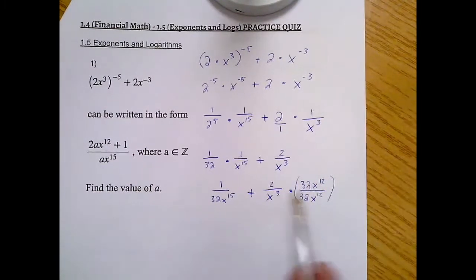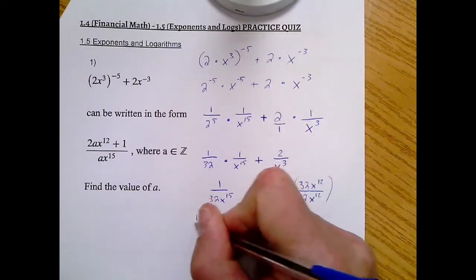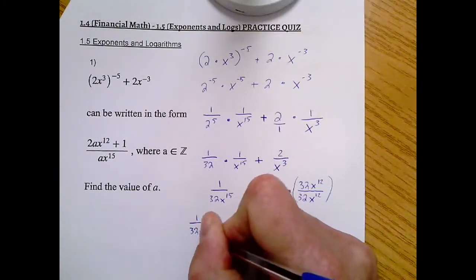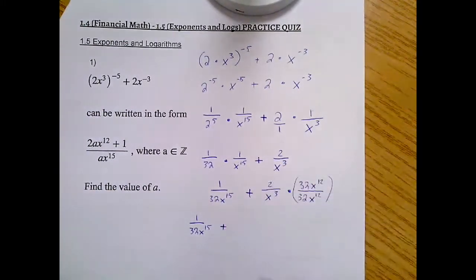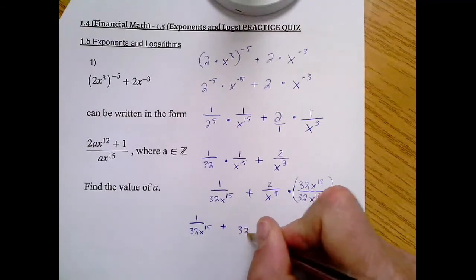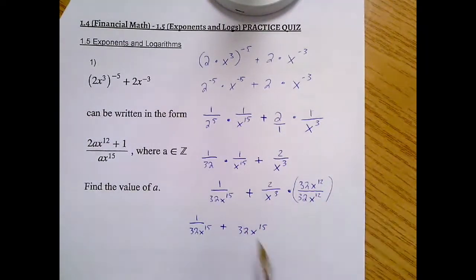So if we did that multiplication, we just do some nice rewriting here. I have 1 over 32x to the 15th added to, okay, and if we do the denominator, x raised to the third times 32x to the 12th, well, that actually does give me 32x to the 15th. Now you can see I have a common denominator.